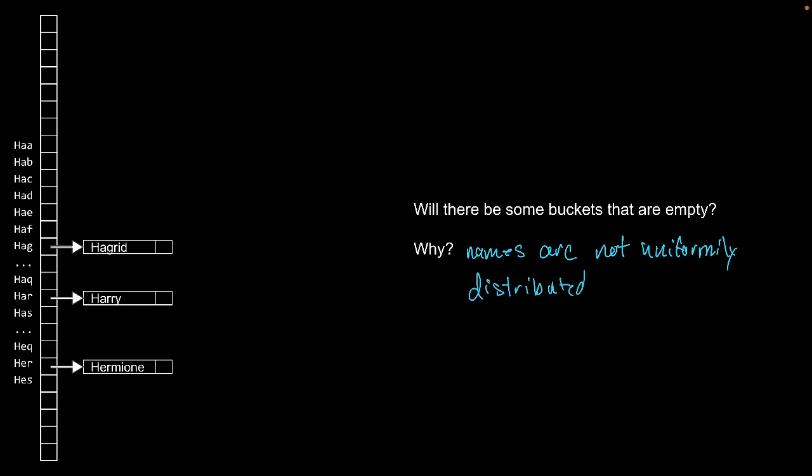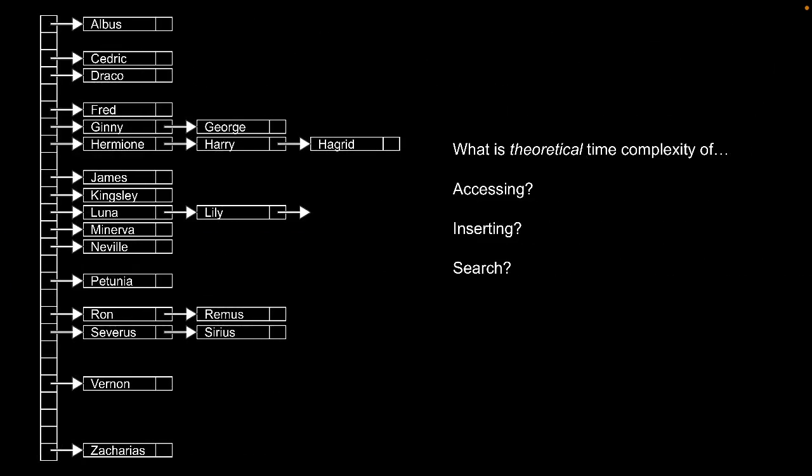The last thing we should mention about hash tables is their time complexities. I put the word theoretical here. What is the theoretical time complexity of accessing? Let's suppose we have some key, and we need to find Hagrid. How long would it take us to find Hagrid? Could we do it in a constant number of steps, or would it depend on how many names are in there? How many say it's going to depend on how many names? Okay, how many say it's going to be constant?